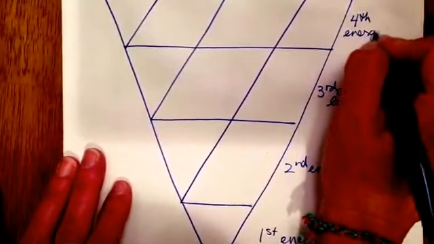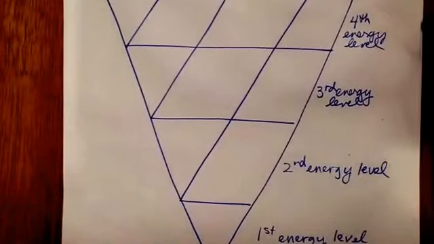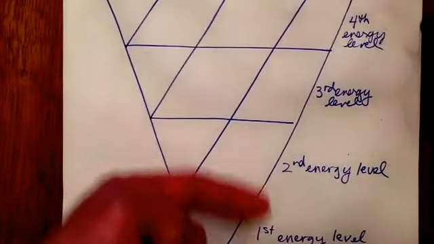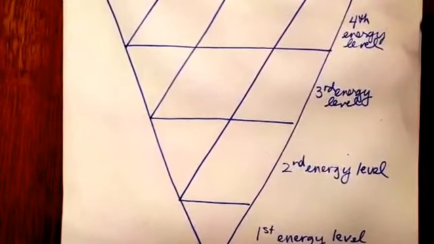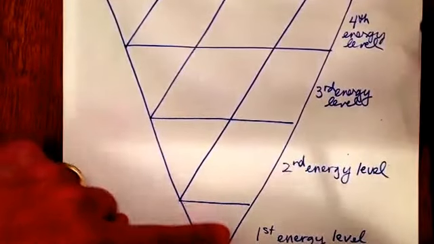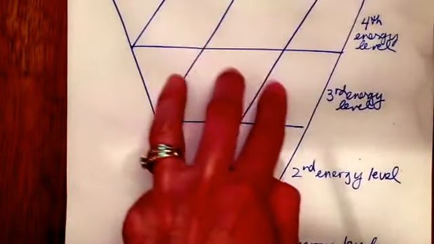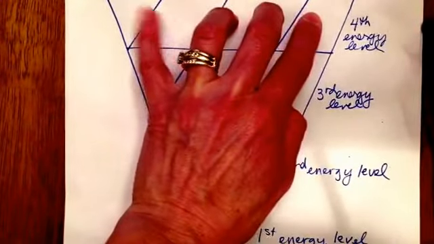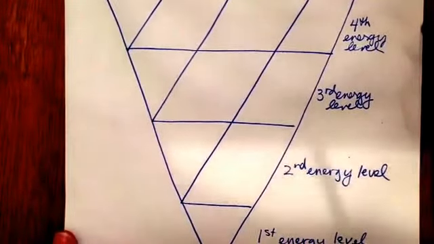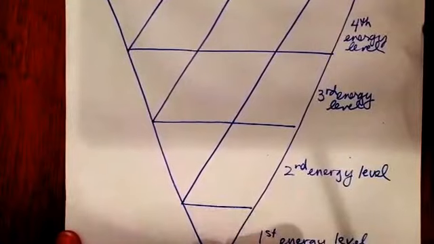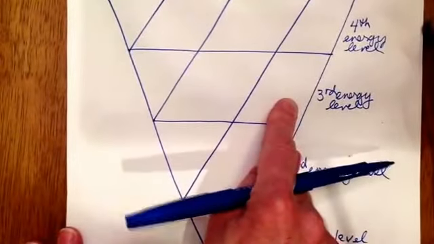So as you move up in this triangle, or in this house, you can see you gradually increase in the different types of sublevels that are available. So first energy level has one sublevel, second has two, third has three, fourth has four. If we had a fifth energy level, that would have five. Now, within each level, we have sublevels, and that's what these boxes would represent.